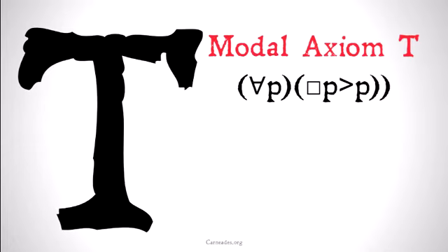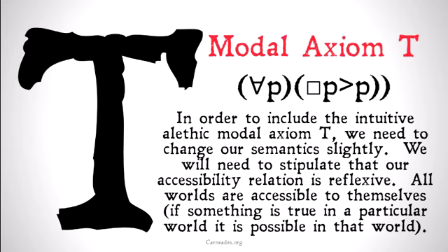So, modal axiom T, as we said, is for all P, it's necessary that P implies that P. In order to include this very intuitive alethic modal axiom T, we're going to need to change our semantics slightly. As we noted previously in our failure of Deontic reduction video, this is going to actually change, even though we're talking about alethic modality, our Deontic modality as well, because the way that the reductive system is created, the two are so intertwined that adding a modal axiom is actually going to change our Deontic semantics. What we're going to need to do in order to change this is very simple.